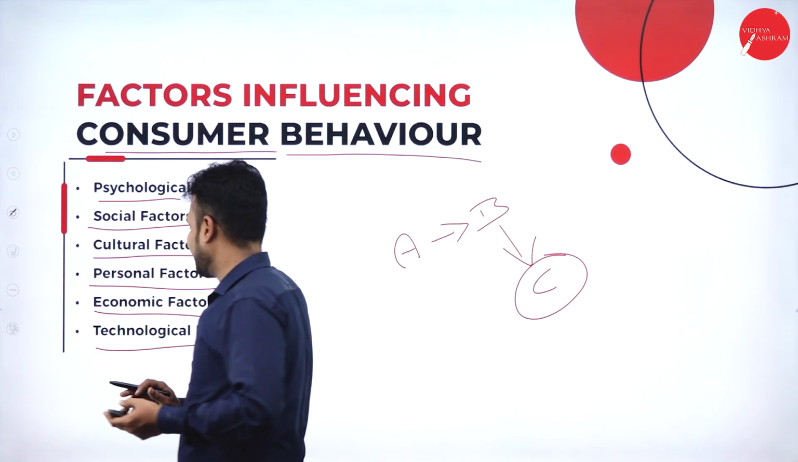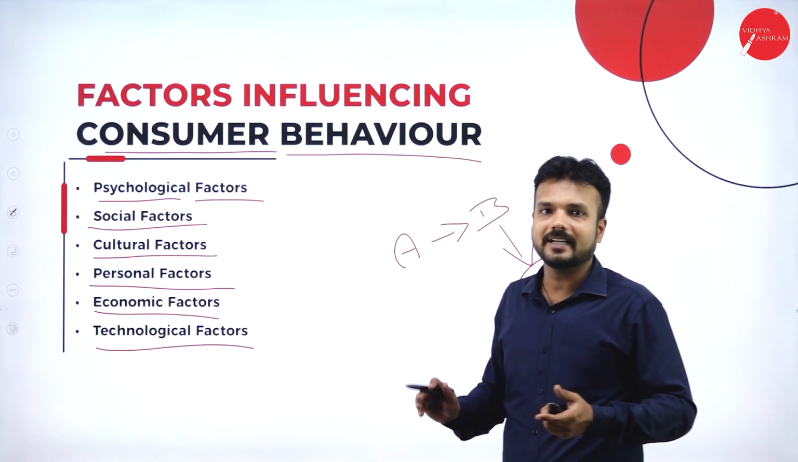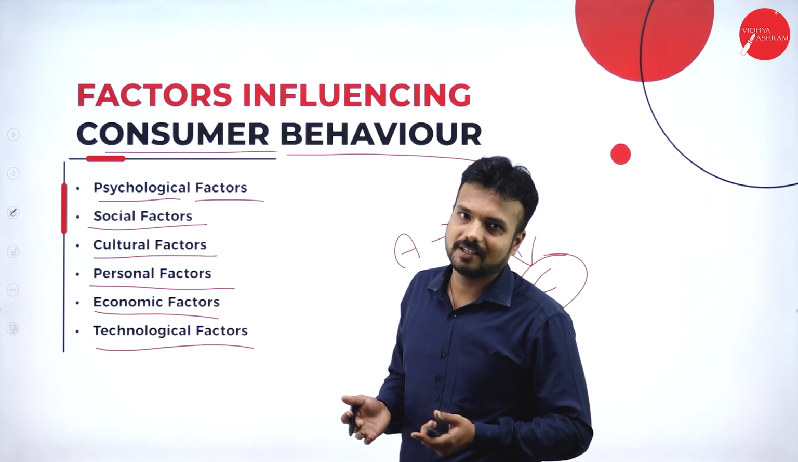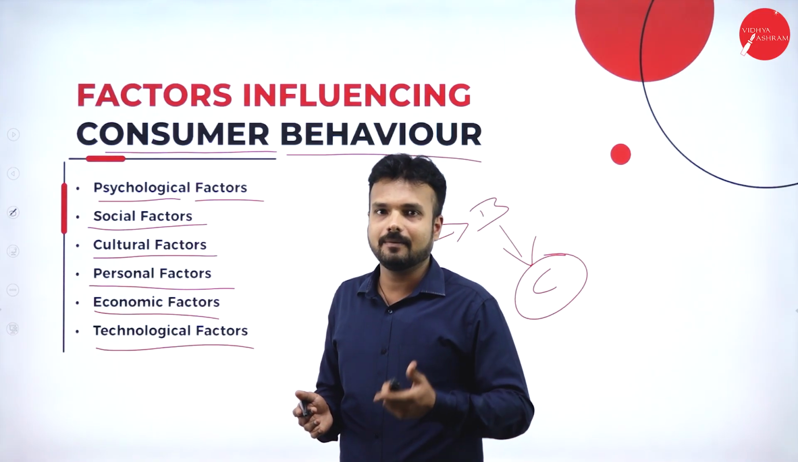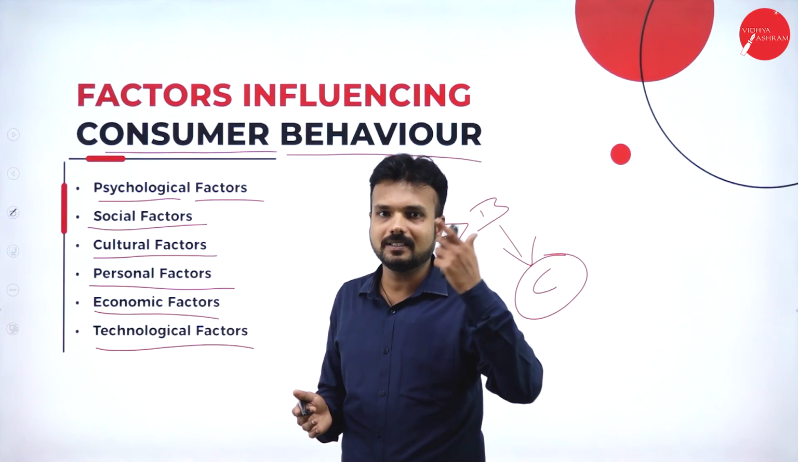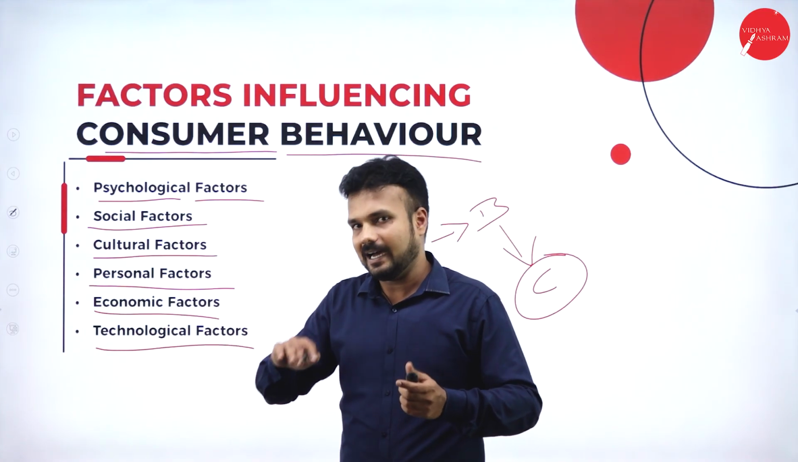Technological factors. These technological factors keep updating from time to time, trend to trend, and generation to generation. Most of the old people won't prefer Android mobile. Most of the youths won't prefer the keypad mobile. So based on the trend and the generation, it keeps updating.